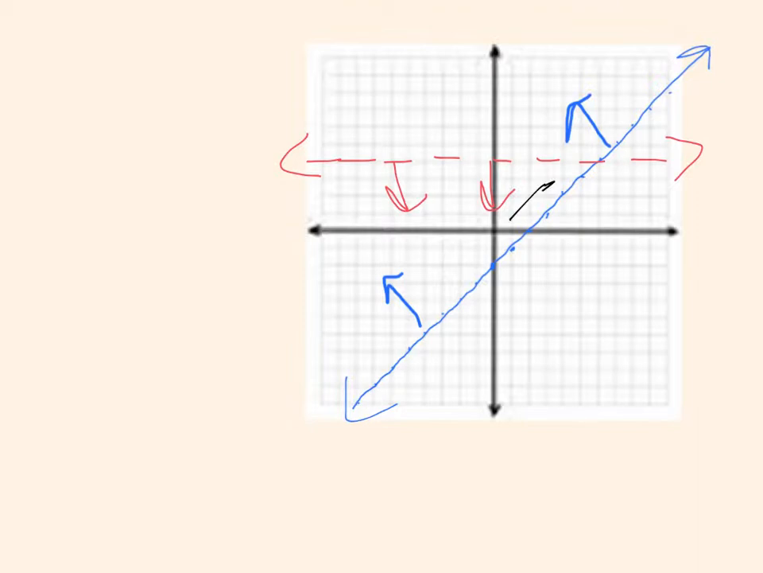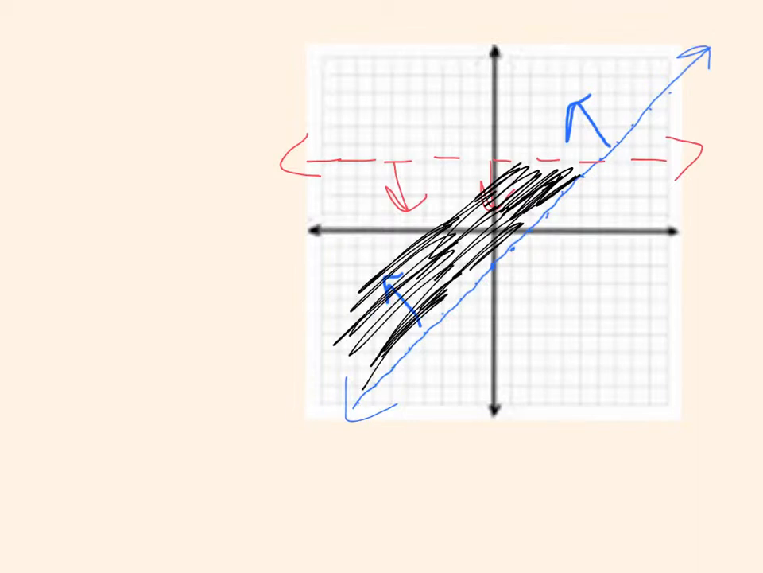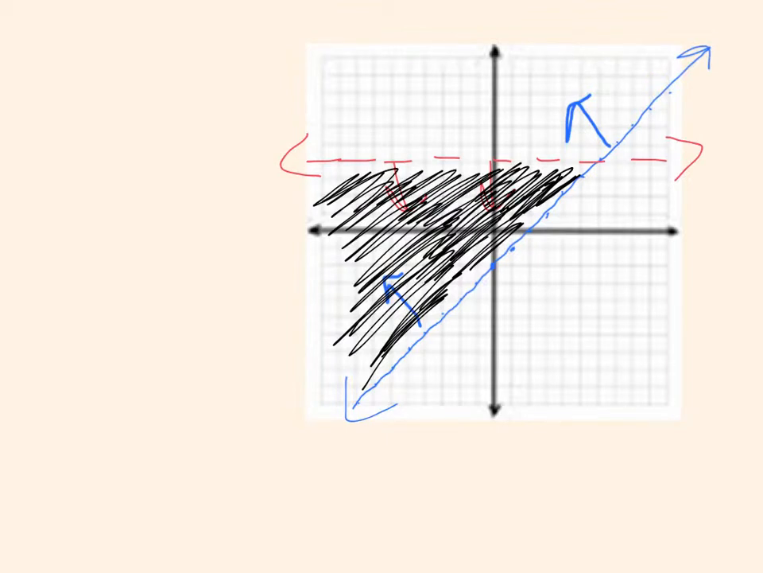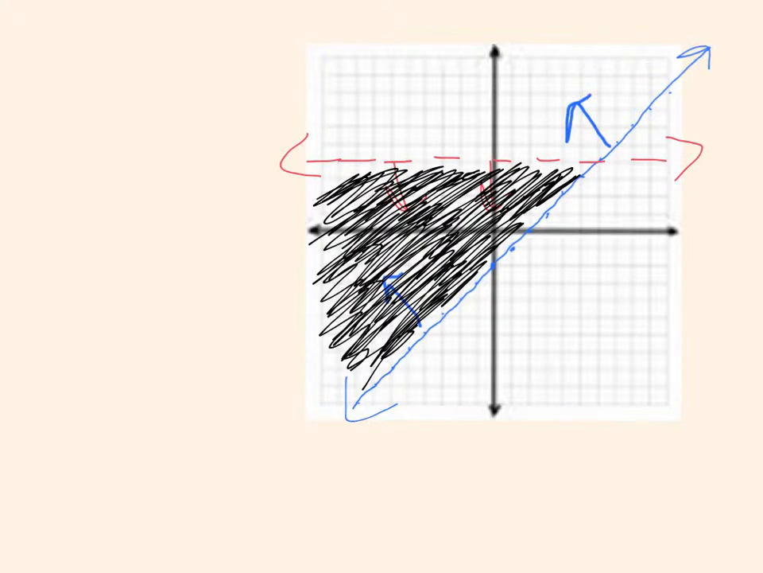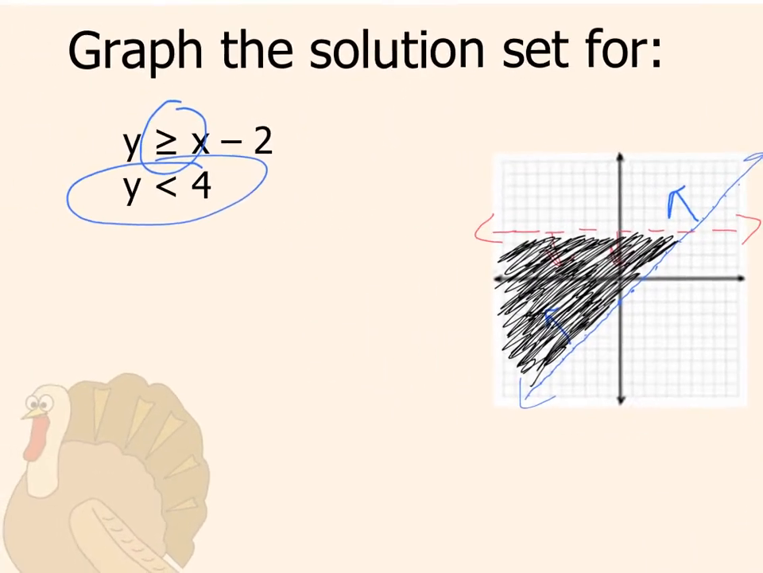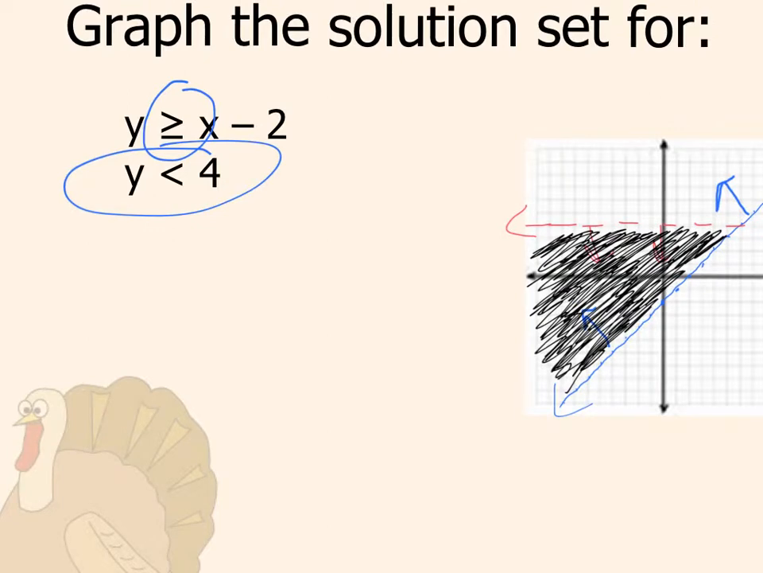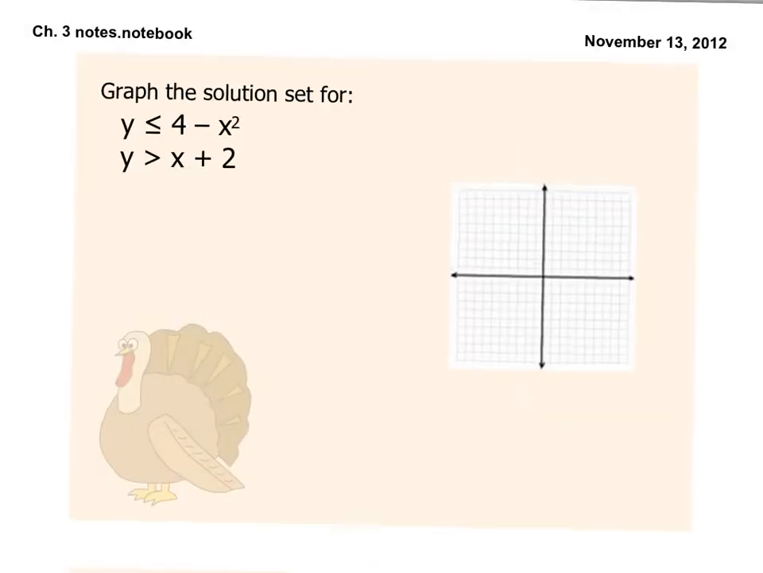So I'm shading in this area right here where the arrows are pointing towards each other. Notice this solution area is above the blue line and below the red, so it satisfies both graphs. So there would be my area, those points are solutions to both of those inequalities. All right, here's another one.